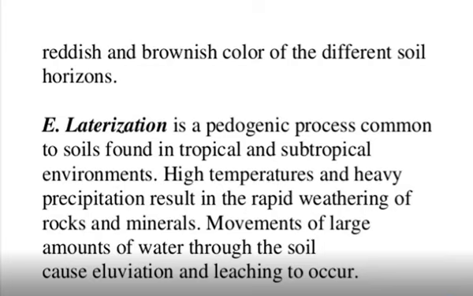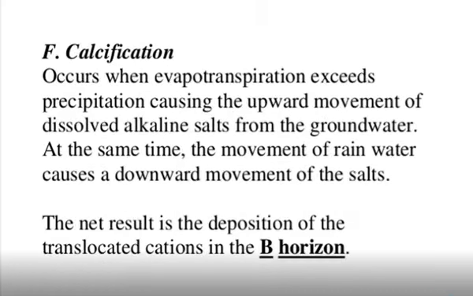Then calcification. Calcification is the process of precipitation and accumulation of calcium carbonate in some part of the profile. It may be called a calcic horizon, and the net result is deposition of the translocated constituents in the B horizon. The next process is gleization or gleying.